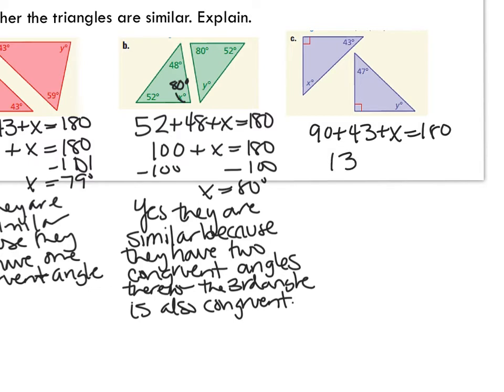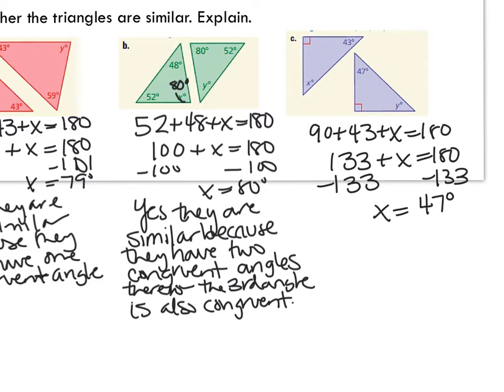Combine my like terms. Subtract. And I get x equals 47 degrees. So if x is 47 degrees, there is my second pair of congruent angles. That means that y must be 43 degrees as well. So yes, these are similar as well.